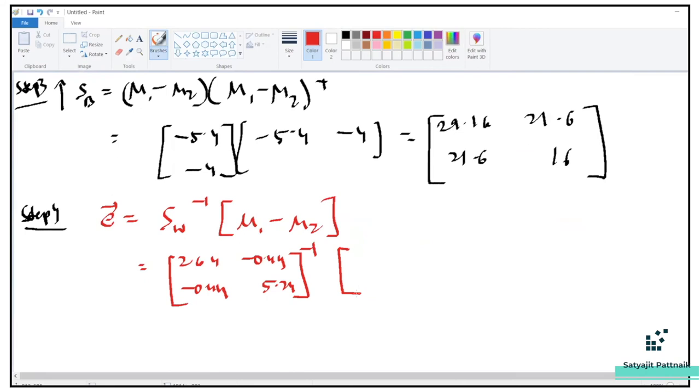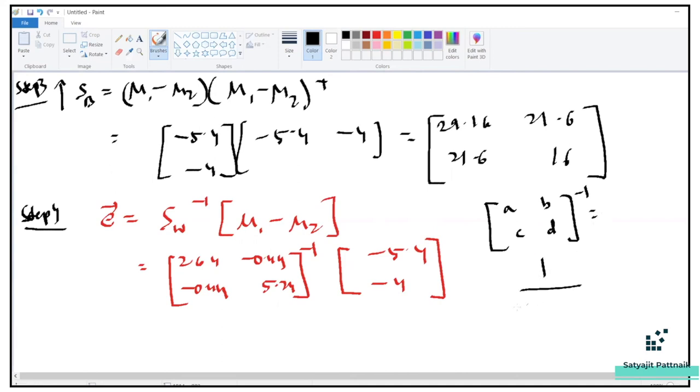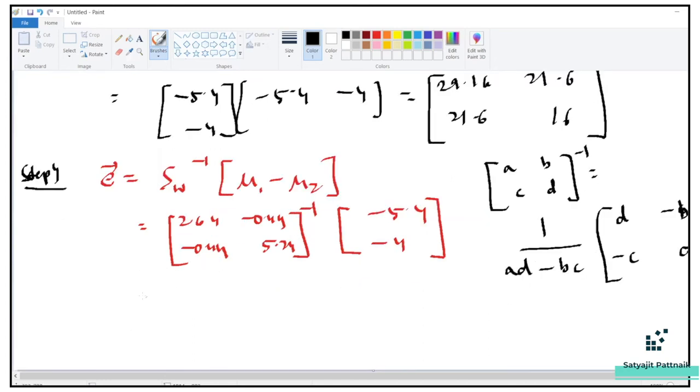What is mu1 minus mu2? It is minus 5.4 and minus 4. So what is matrix to the power of minus 1? If you just go back to Google, maybe you will find it out. But let me write it down. Let's say I have a matrix of A, B, C, and D. Its inverse will be 1 divided by AD minus BC into D, minus B, minus C, A. So what will be this value?